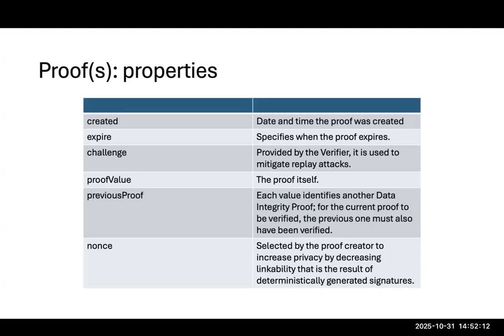The challenge is provided by the verifier. Nonce sometimes is used directly from the other side. One of the reasons can also be privacy, because if possible, I want to avoid being linked, for example, by the value of the signature. Proof value is the proof itself, and previous proof is used with proof chain.